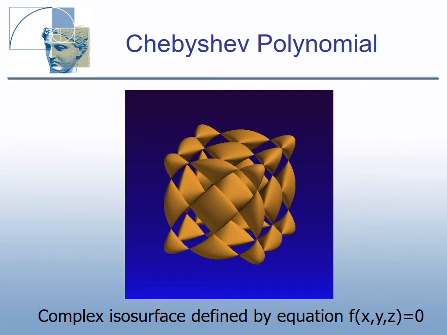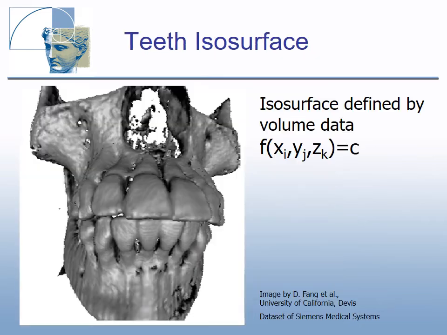Usually, implicit surfaces are associated with simple forms defined by quadratic polynomials such as a sphere, cylinder, cone, and others. This example shows a more complex surface defined by a Chebyshev polynomial of degree 6.